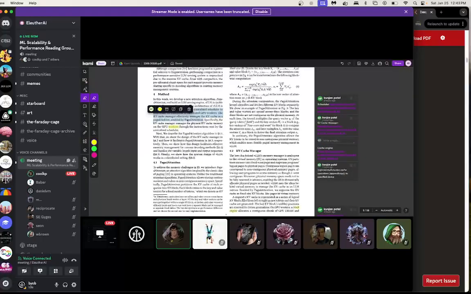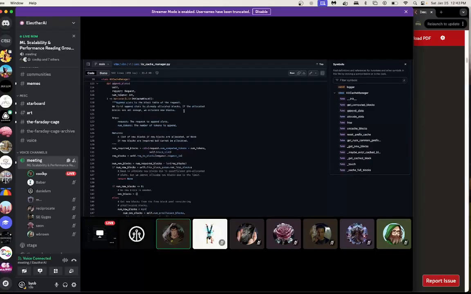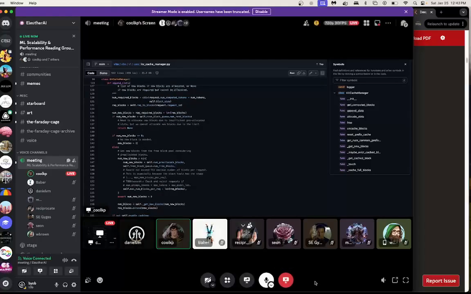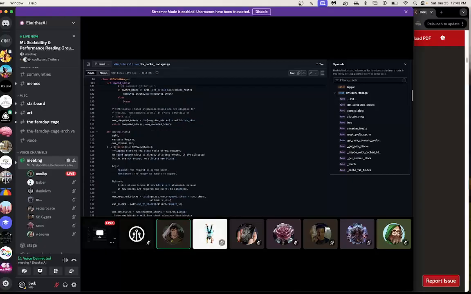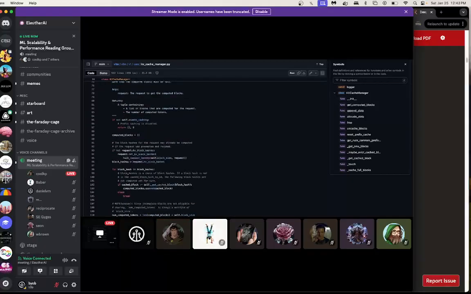Do you have any question about the cache manager itself? This is just, as I said, adds new blocks, manages the blocks that are in it, initializes them for each request.